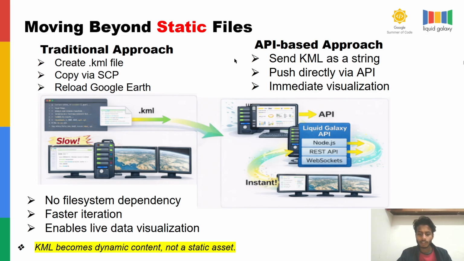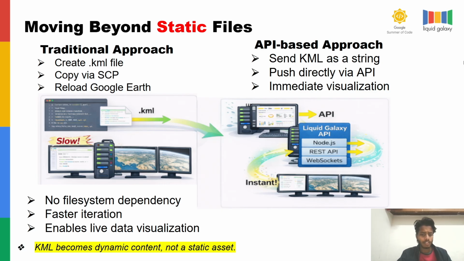Now look at the right side of the slide. With this API, you don't treat KML as a file anymore. We treat it as data. Instead of creating a file, you send KML directly as a string. You push it through the API and the visualization appears immediately. There's no file copying, no dependency on the file system, and no need to reload or restart the rig. This makes iteration much faster. You can tweak something, send it again, and instantly see the change on the screen.